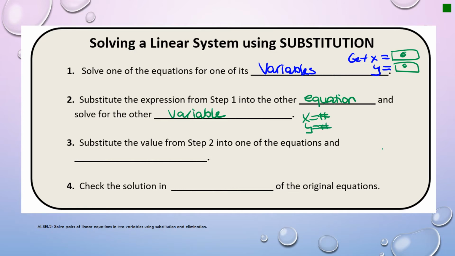Substitute the value from step 2 into one of the equations and solve for the other variable. Again, just write this down. It will make sense later. Check the solution in one of the original equations. Oh, that makes more sense. If I had read the rest of the sentence, you probably should do it in both, but I didn't make up this slide. So let's move on.